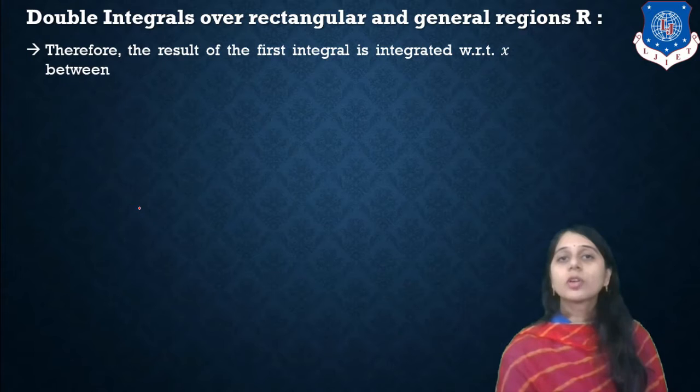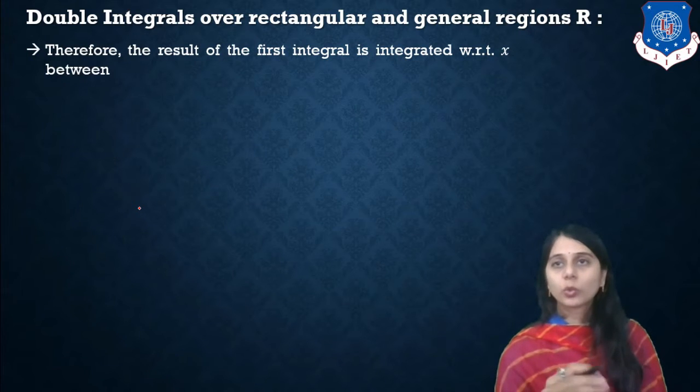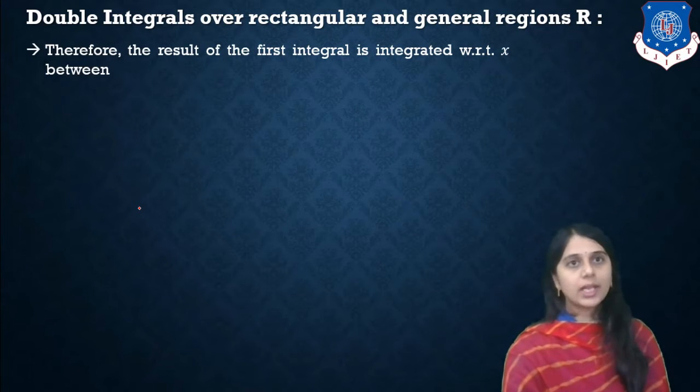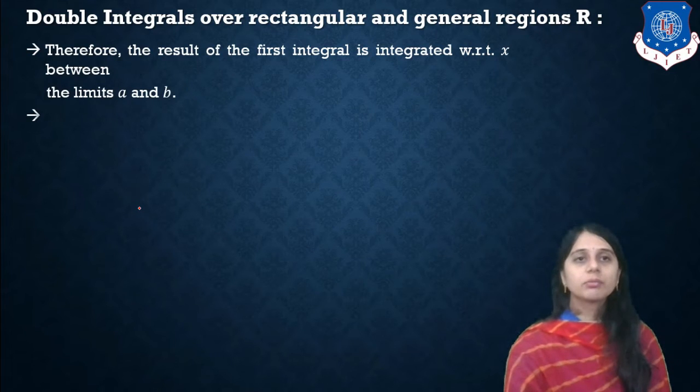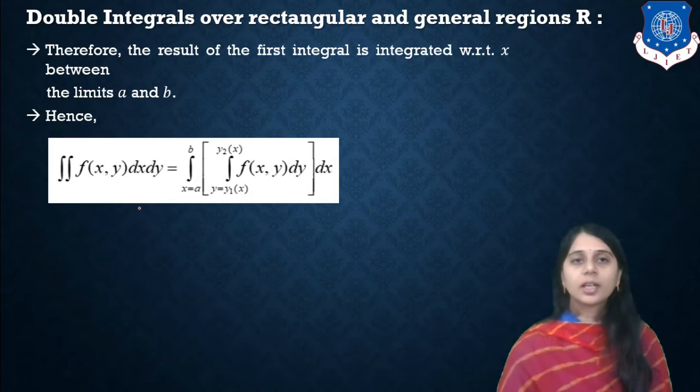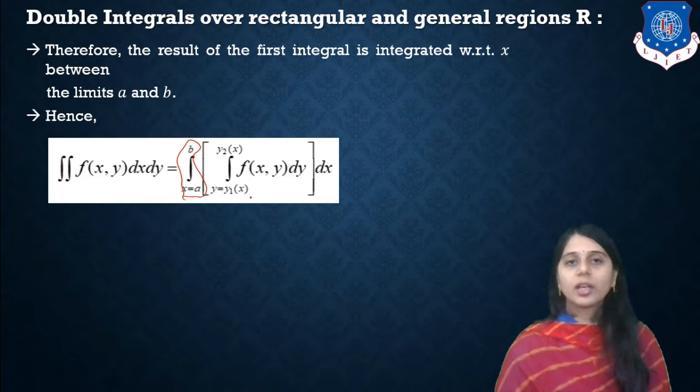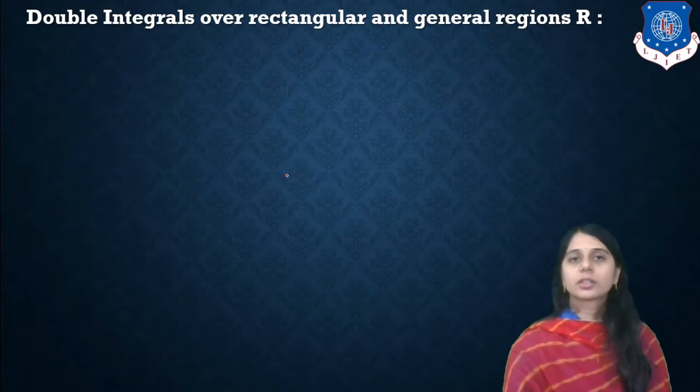Now the result of the first integral is integrated with respect to x between the limits a and b, which are constant limits. So we write the integral from x equal to a to b, and y equal to y1(x) to y2(x), of f(x,y) dy dx.